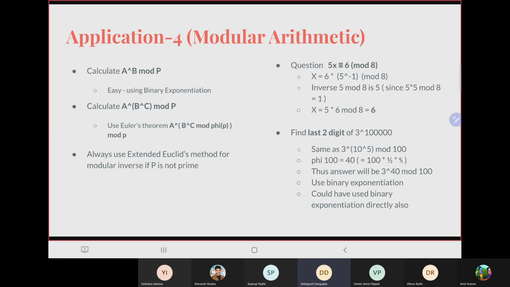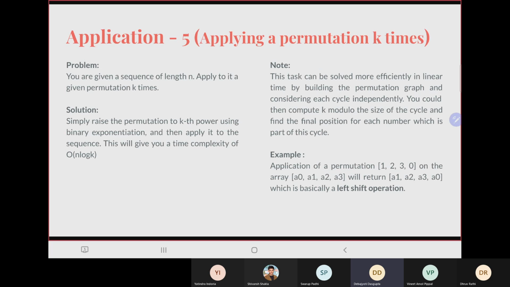And one more kind of question that you can see is that, like, you are given 3 power 10 power 5. What will be the last two digits of that? We just did a power b power c mod p. For the last two digits, you just need to change p to 100. And since p was not necessarily prime, we can implement this here also. You could also have directly implemented a binary exponentiation. That could also have been a correct answer. So these are pretty easy questions on modular arithmetic.